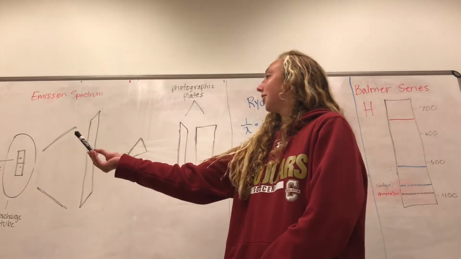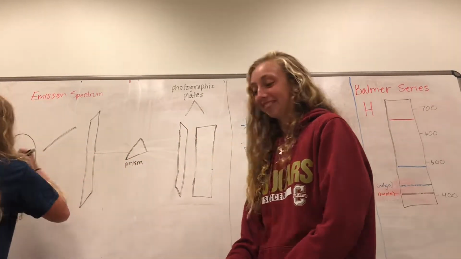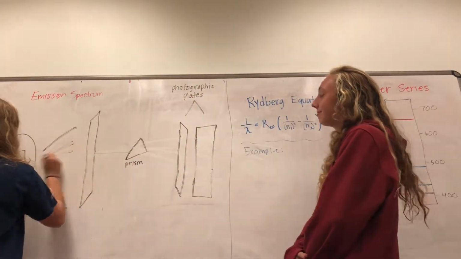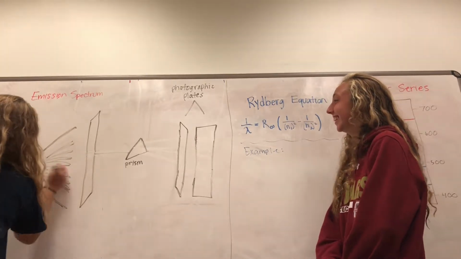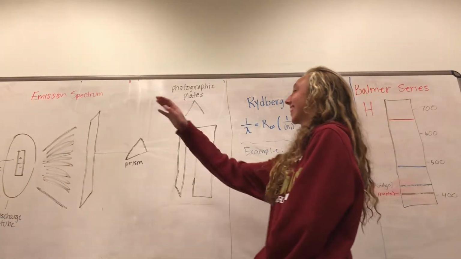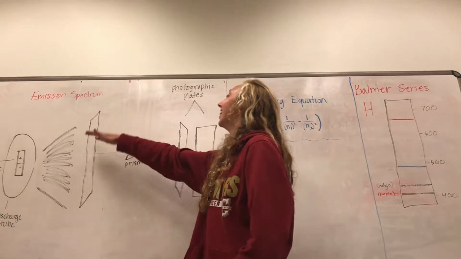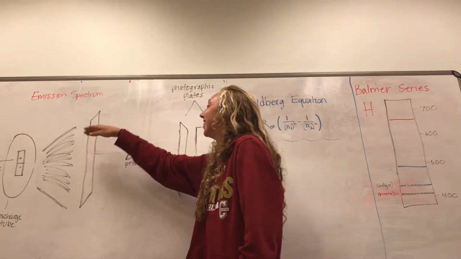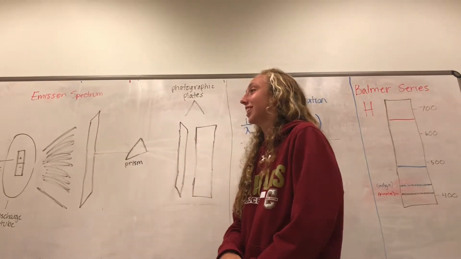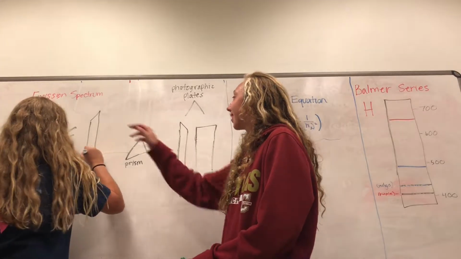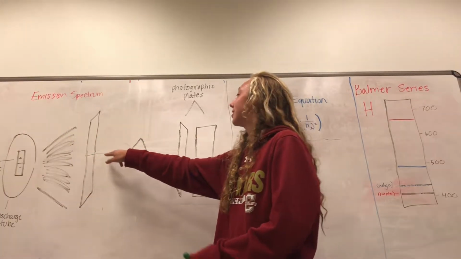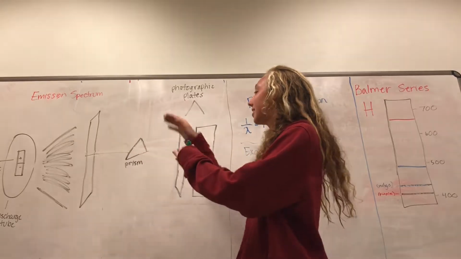Why don't you draw that light for us, Lindsay? The light is then channeled through a slit. Why don't you draw that slit for us? And the light that is funneled through that slit then hits the prism.